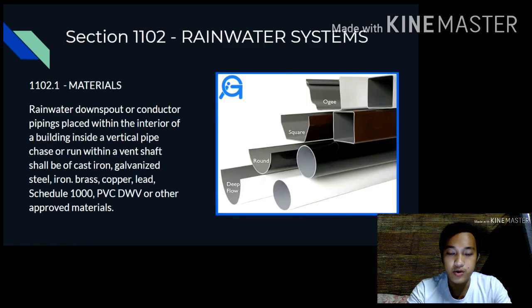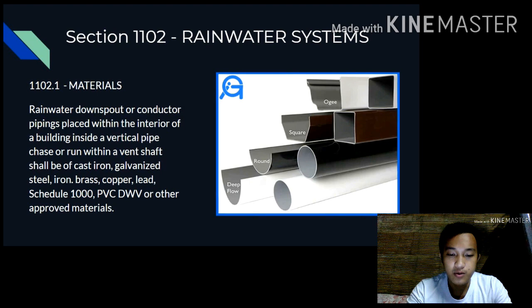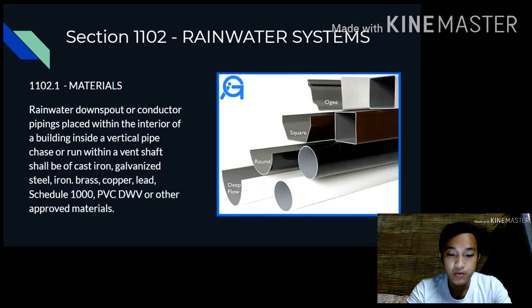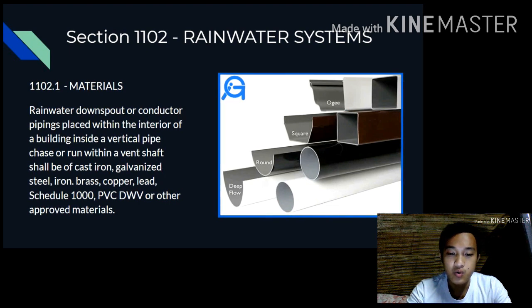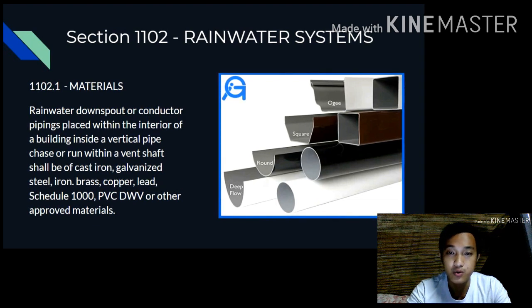Section 1102 Rainwater Systems Materials. Rainwater downspout or conductor piping placed within the interior of a building inside a vertical pipe chase or run within a vent shaft shall be of cast iron, galvanized steel, iron, brass, copper, lead, Schedule 1000 PVC, DWV or other approved materials. So since the piping is exposed to weather like rain and temperature, it is prone to corrosion.